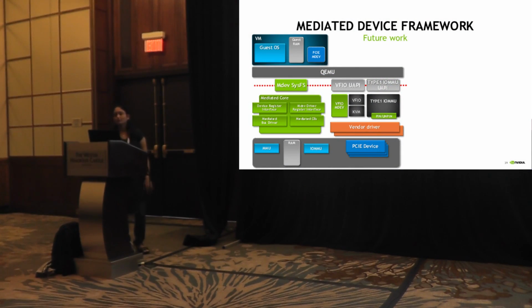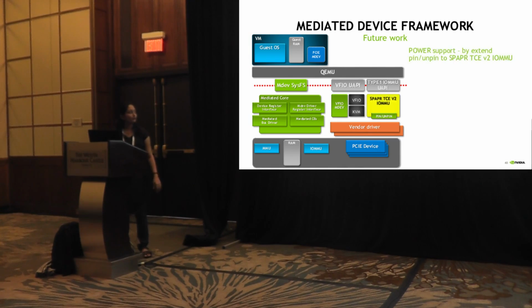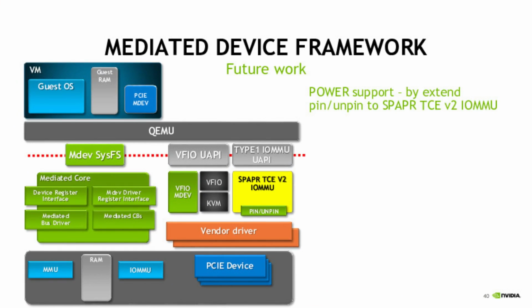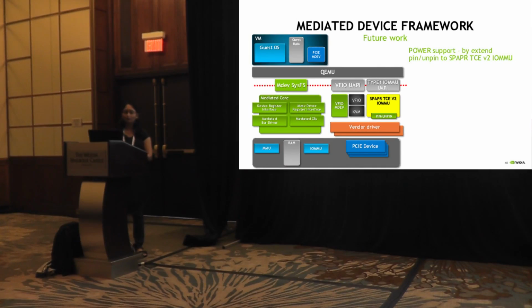So what's the future work which is remaining in this whole module? Right now we have not supported the sparse IOMMU type. We had done the enhancement to the IOMMU type 1 module, which is for Intel's x86 architecture, but we do want to support this sparse IOMMU module as well, so that pinning and unpinning is supported by this module.